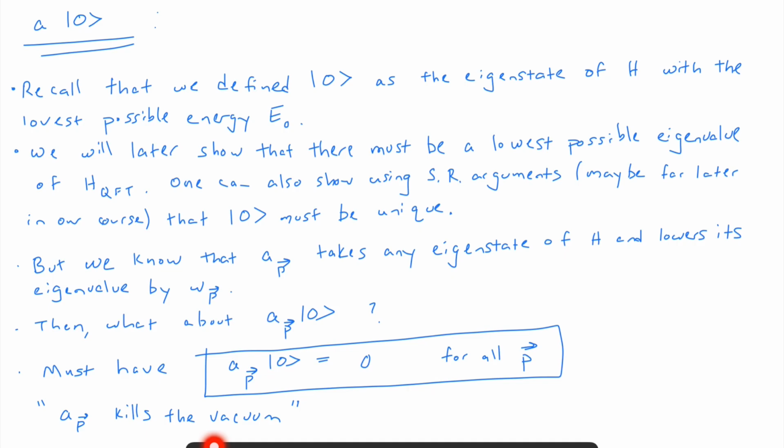We say that if this is considered the vacuum, again, these terms will be a little more clear shortly, this ground state we sometimes call the vacuum. You'll hear the phrase A sub p, quote unquote, kills the vacuum, meaning it just makes it nothing. Nothing is even less than, quote unquote, the state of the vacuum. It's the mathematical number 0.